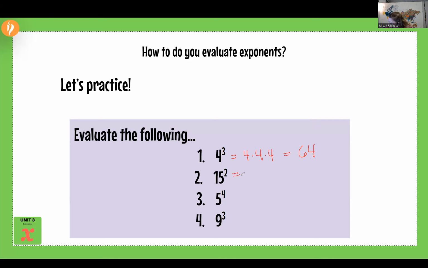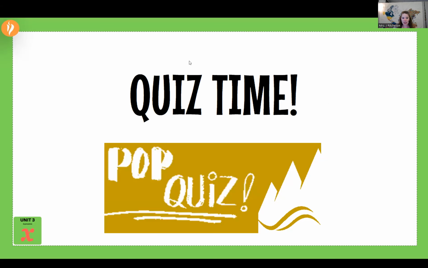All right, the next one, 15 squared. 15 squared is 225. 5 to the 4th power is 625. And 9 times 9 times 9 is 729. I bet y'all got those right.